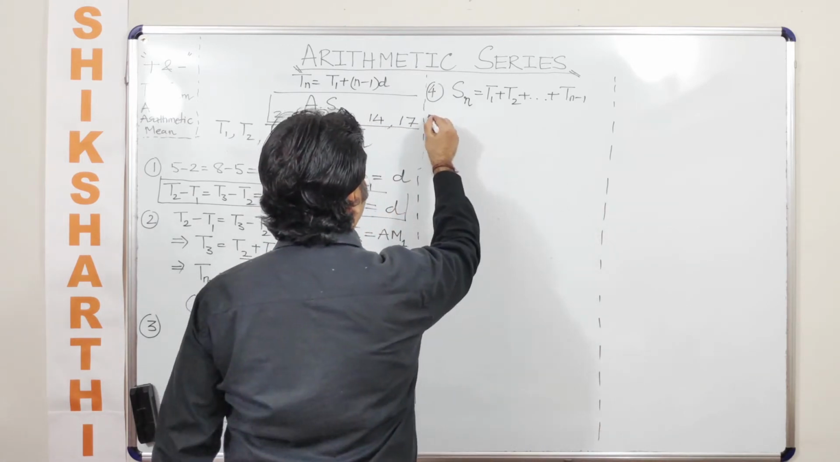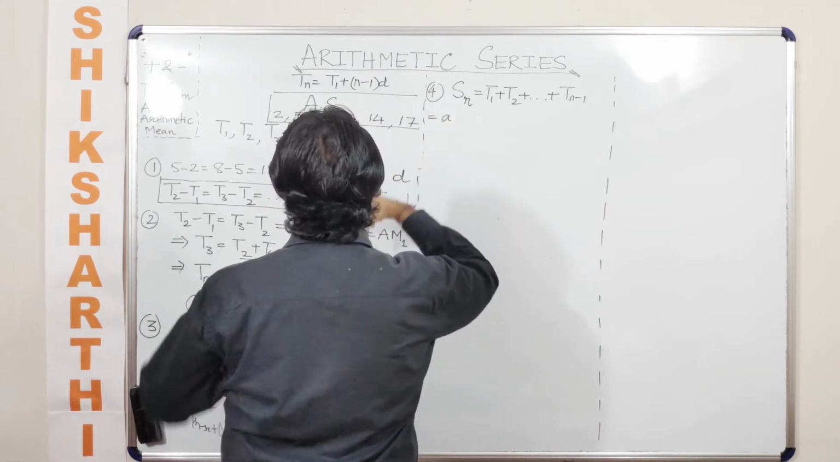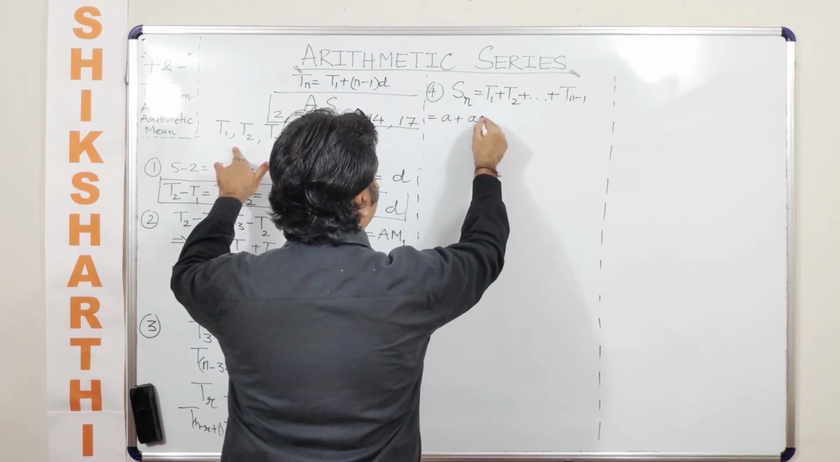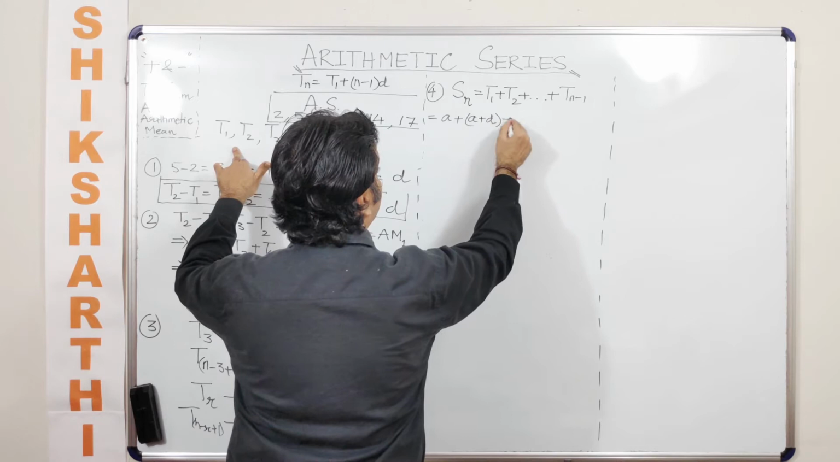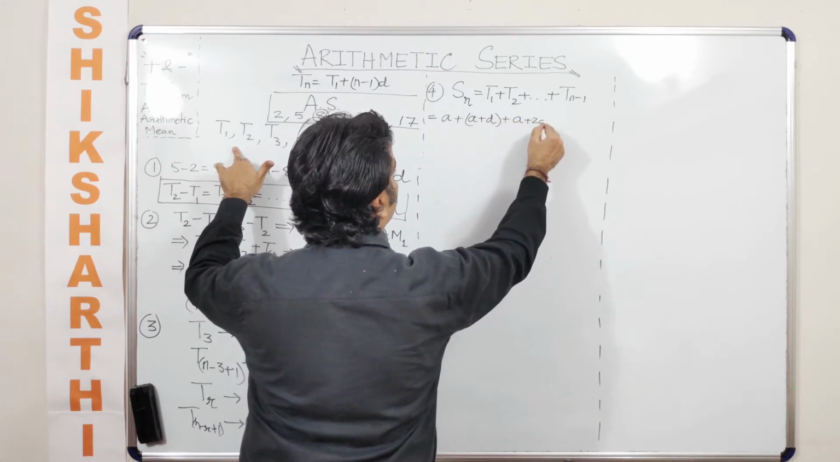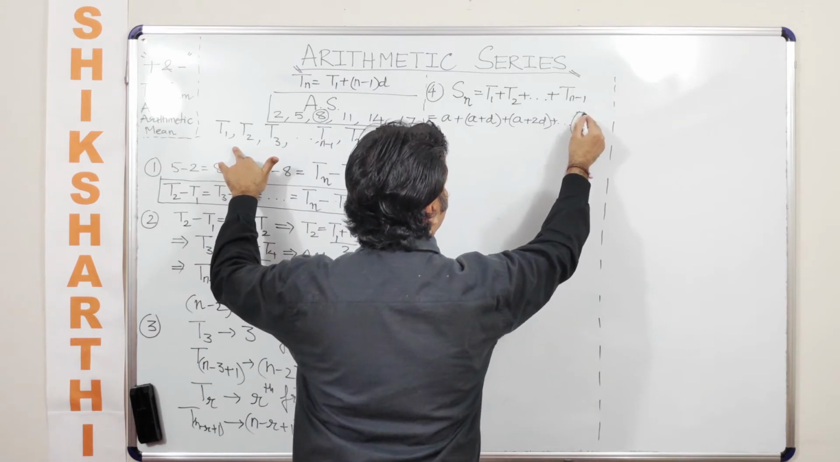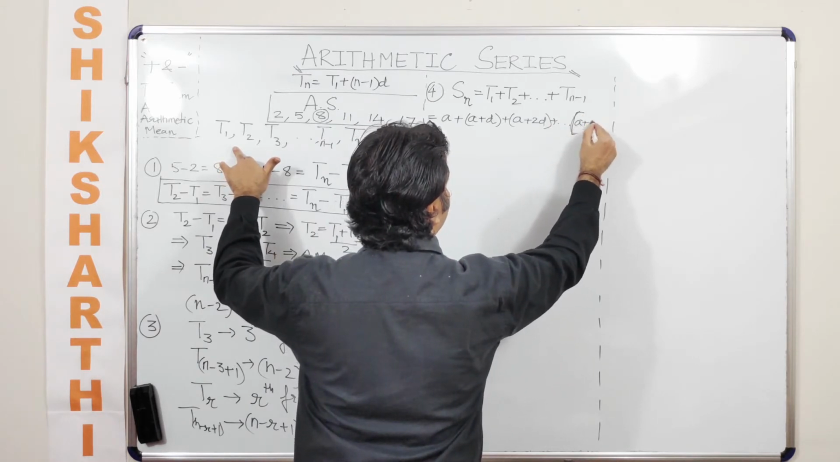Now, when we find the sum of the first n terms, the first term can be written as a, the second term becomes a plus d, the third term becomes a plus 2d, and so on. You know that the last term is a plus n minus 1 into d.